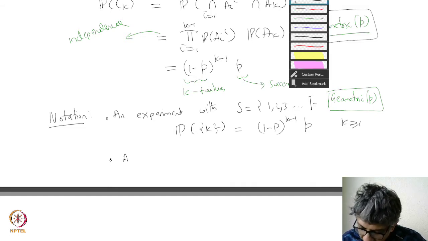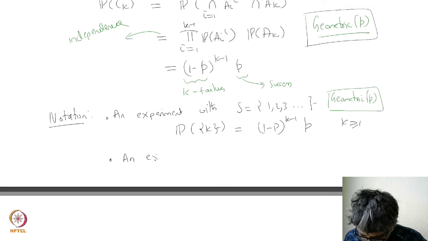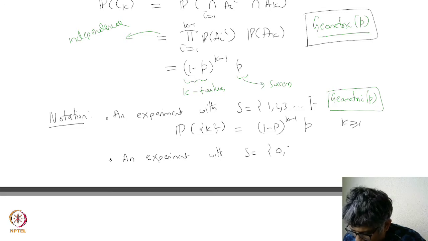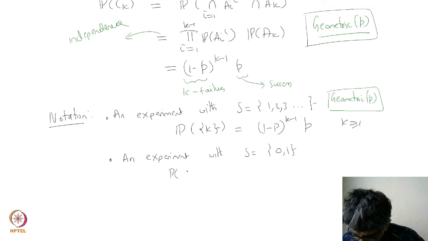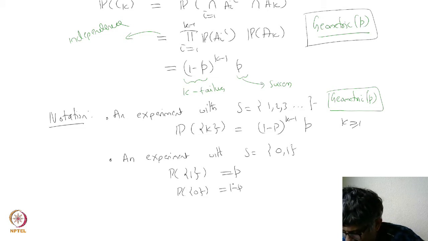You could also view the Bernoulli trial as an experiment with two outcomes. I can think of the outcomes as, let's say, 0 or 1, or success and failure, whatever you want. And you can think of the probability of 1, the success, as p, and the probability of 0 as 1 minus p. So this is what you would call the Bernoulli distribution.